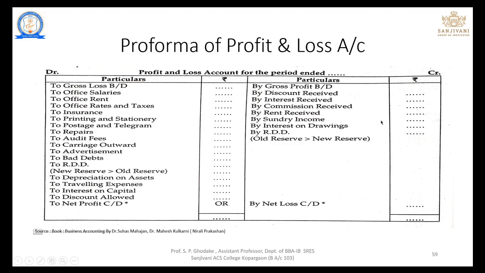So now when we have the credit side larger than the debit side, then we have the net profit. Say for example the total of the credit side is 1 lakh rupees and the total of debit is 80,000 rupees. So we have a difference of 20,000, that is called net profit.